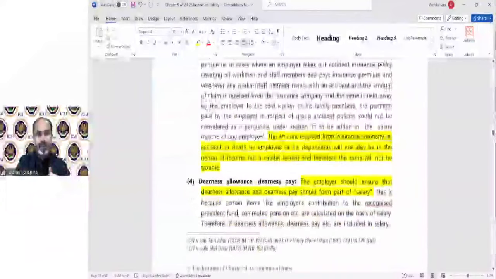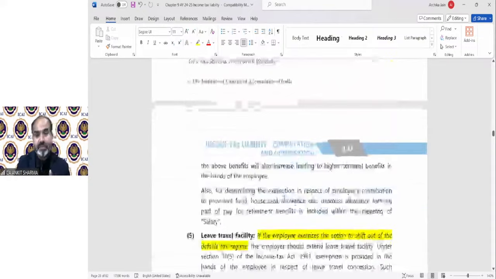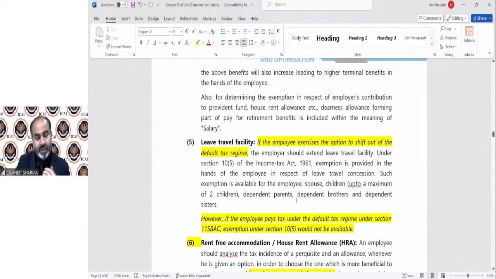DA allowance, of course, if the employer asks what kind of DA allowance you want, as a part of your retirement, as per terms of employment or not, always say I want DA as per terms of employment. That will increase my exemption everywhere where we include DA as per terms. Leave travel facility, what kind of leave travel facility you want? You can tell the employer that kind of leave travel which can be exempted under the provisions of Section 10(5). Rent-free accommodation, again, you have to decide which kind of rent-free accommodation you want.